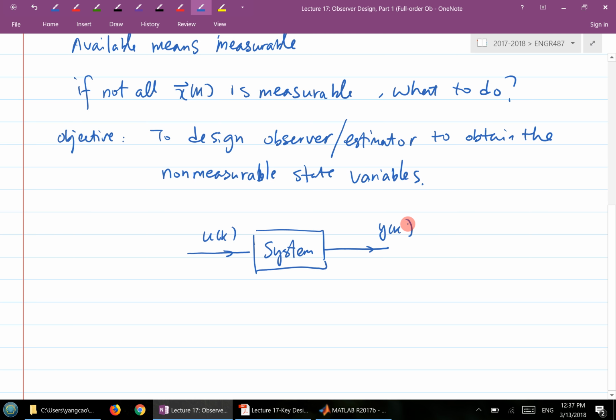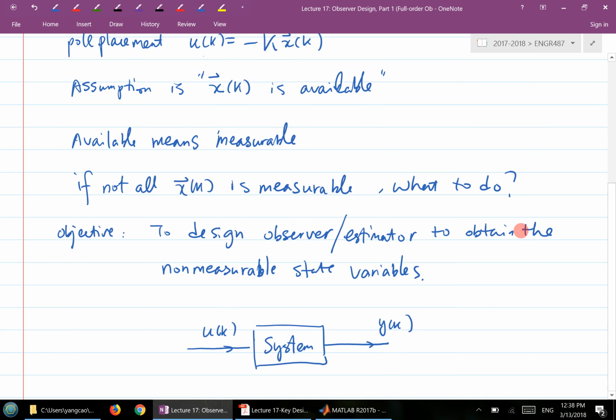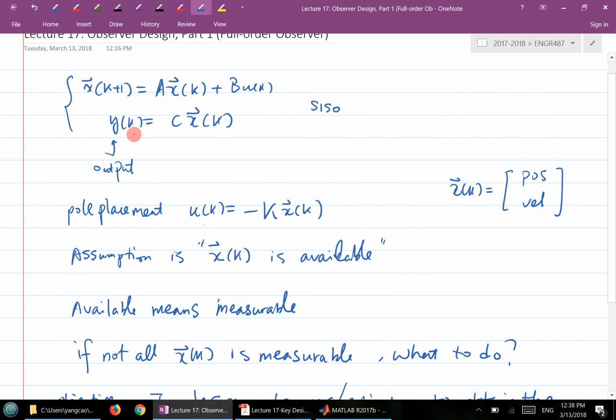So if you look at this box right here, for this box, if you look at the outside of the box, basically the control input, you have it. Because this is what you give to the system, so you have this information. The output of the system, you also have it, so that's the actual output of the system.